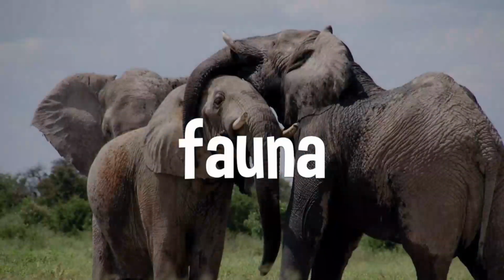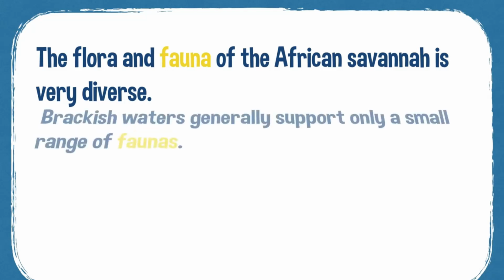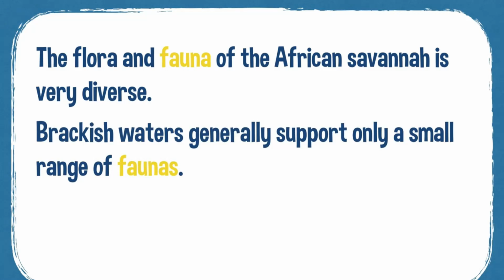Two more words to go, and they go together. Fauna and flora. Here's fauna. Fauna relates to animals. Here's an example of fauna. And it relates particularly to animals in a particular area or ecosystem. So the flora and fauna of the African savanna is very diverse. So here's an example of flora and fauna going together, a very common collocation. Brackish waters generally support only a small range of faunas.